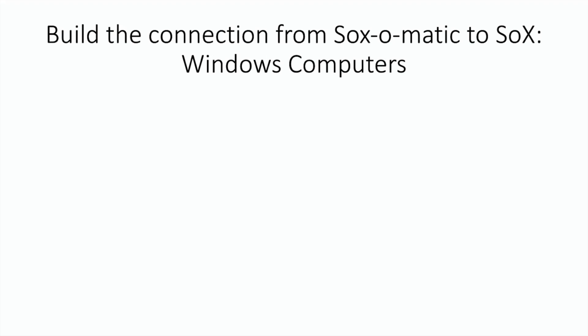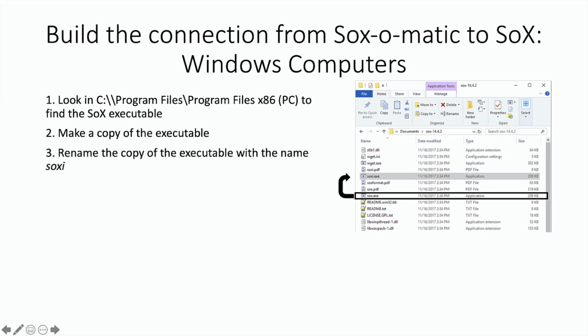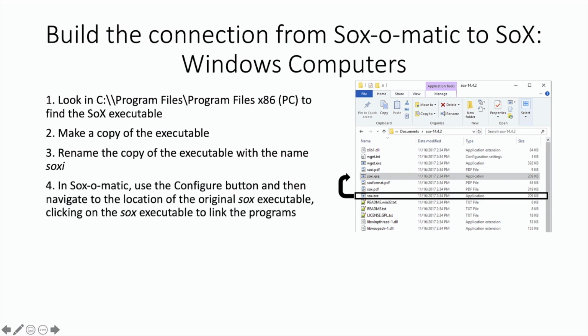So if you're working on a PC, the first thing that you'll need to do is go and find the location where the Sox program was installed. Typically, this is in the program files folder on the C drive, and you'll look for program files x86, and typically there's a Sox folder. Once you go into the Sox folder, you'll be able to see sox.exe, which is the executable for the Sox program. What you'll need to do is make a copy of this executable and rename it with the name Sox-i. Then, when you open the Sox-o-matic program, you can use the Configure button and navigate to this location.